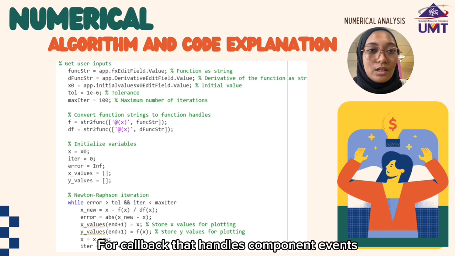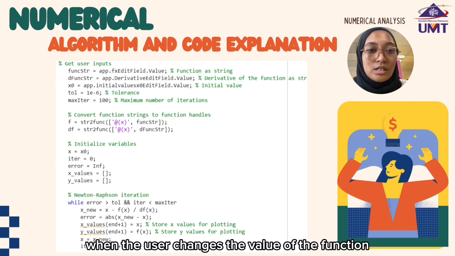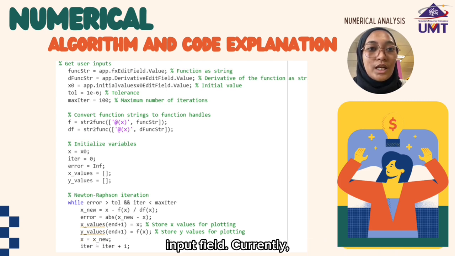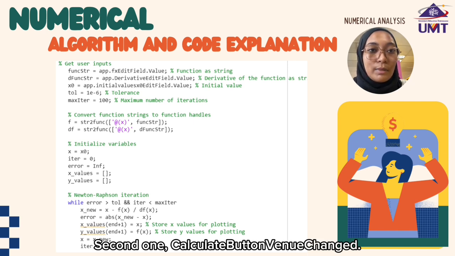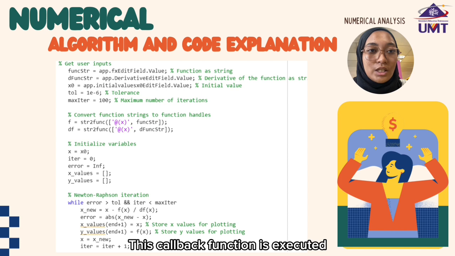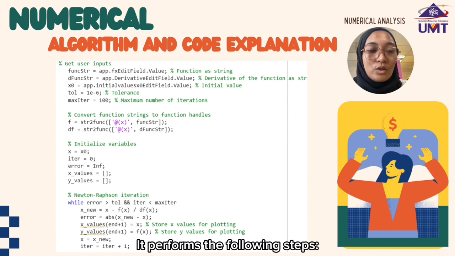For callbacks that handle component events, the first one, we use fx edit field value change. This callback function is intended to handle events when the user changes the value of the function input field. Currently, it does not perform any operations. Second one, calculate button value change. This callback function is executed when the user clicks the calculate button. It performs the following steps.